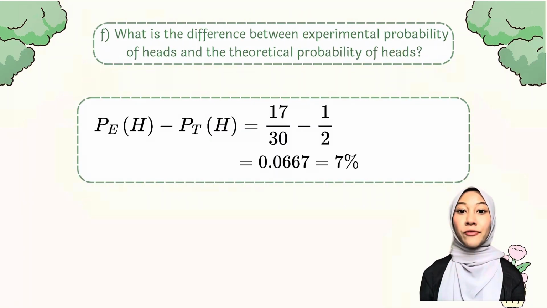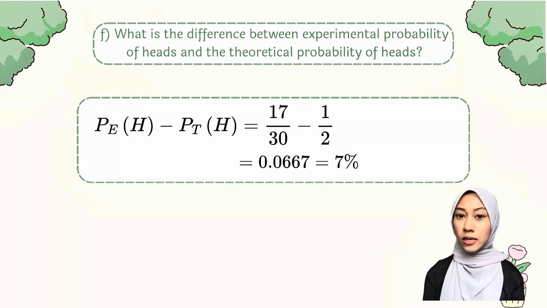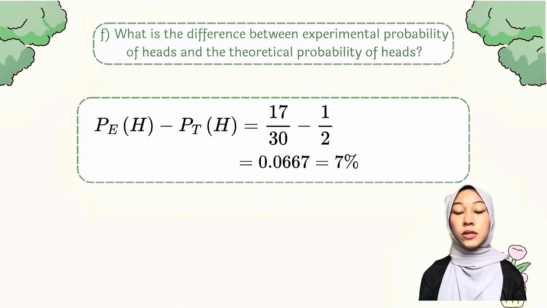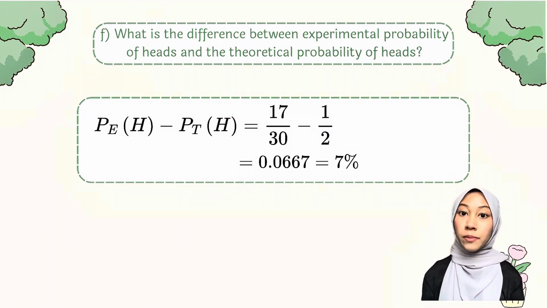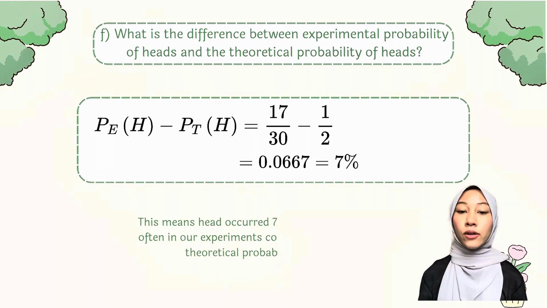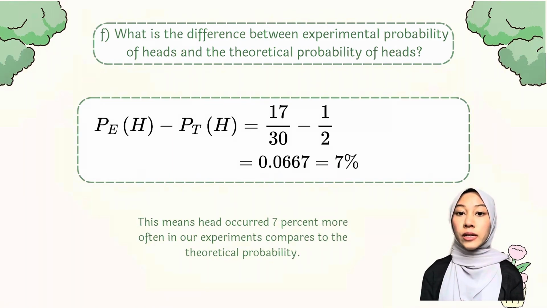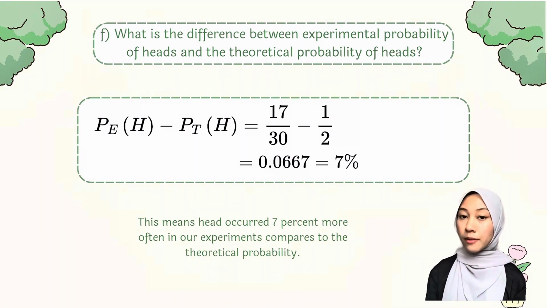After that, we can find the difference between the experimental and theoretical probability for head. So 17 over 30 minus 1 over 2, and we get 0.0667, which is equivalent to 7%. This means head occurs 7% more often in our experiment compared to the theoretical probability.